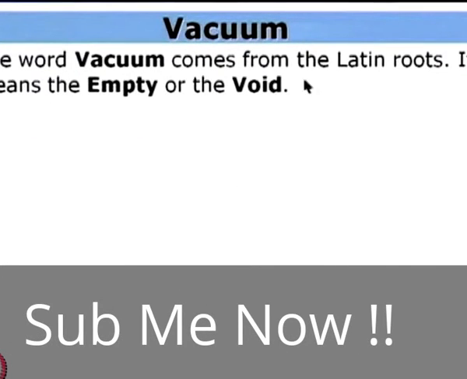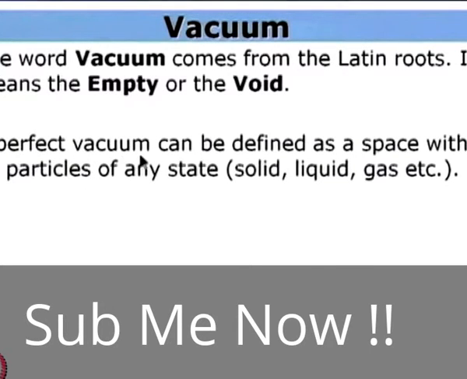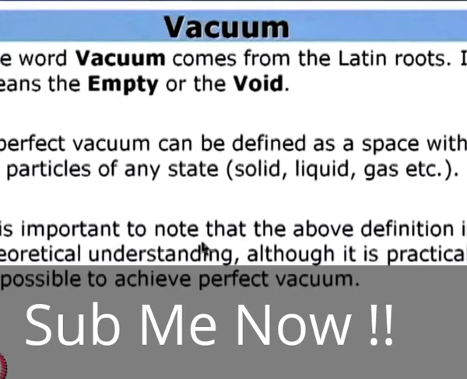The word vacuum comes from Latin roots. It means empty or the void. So, actually nothing. A perfect vacuum can be defined as a space with no particles of any state. So, no presence of solid, liquid, gas particles in a space. If that is so, then we will say it is perfect vacuum. It is important to note that the above definition is a theoretical understanding.